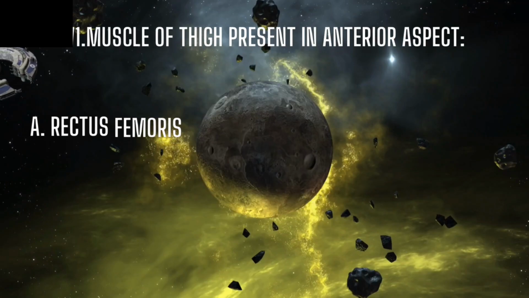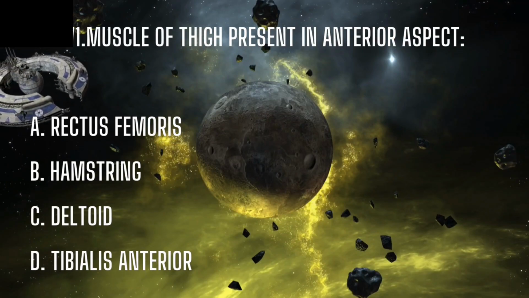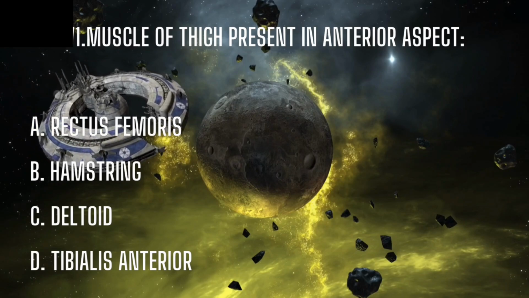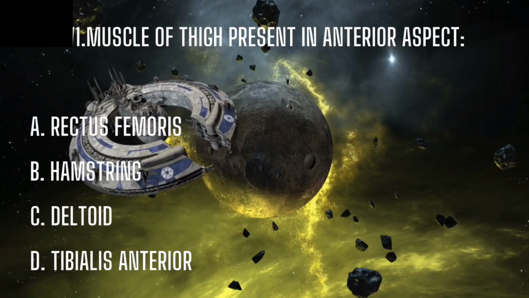Muscle of thigh present in anterior aspect: A. Rectus femoris, B. Hamstring, C. Deltoid, D. Tibialis anterior.